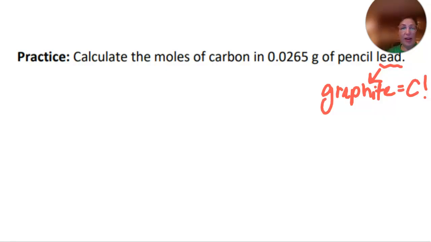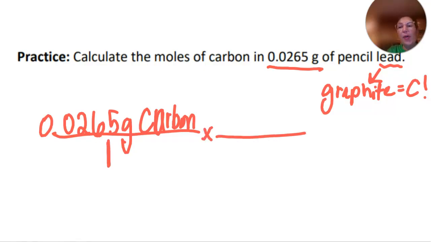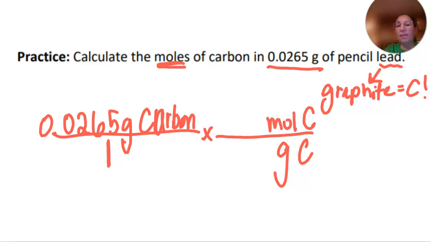So let's go ahead and write down our known. We find our known in the problem: 0.0265 grams of carbon. We'll put it over 1, and bring down grams of carbon. That's the unit we don't need anymore, so we put it in the denominator to get rid of it. And then it says calculate moles, so that's where I'm trying to go in my numerator. I want to be in moles of carbon.